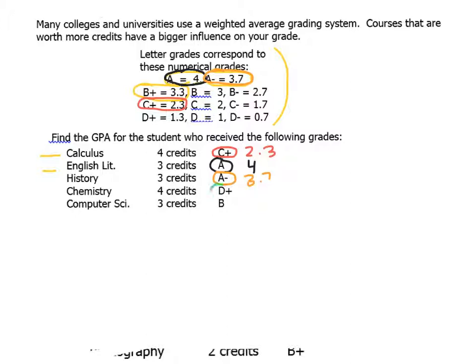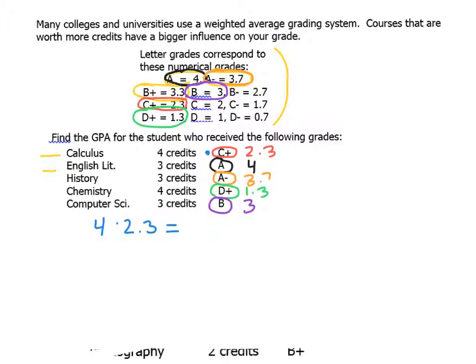In chemistry, they earned a D plus, and a D plus is worth 1.3. And in computer science, they earned a B, and a B is worth 3. Okay, so then what you do with all these is you multiply them by the number of credits. So like this 4 credit class here, it's 4 credits times the 2.3.